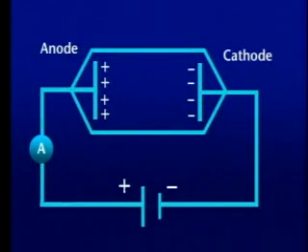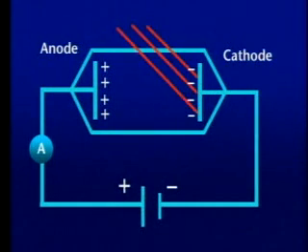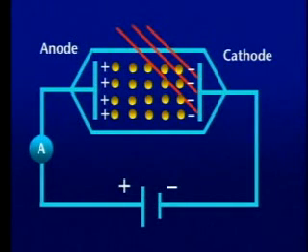When ultraviolet light is made to fall on the cathode, electrons are emitted. These electrons are repelled by the negatively charged cathode and attracted by the positively charged anode. A current flows through the circuit. These electrons are known as photoelectrons. This current is known as photoelectric current, and this phenomenon is known as the photoelectric effect.